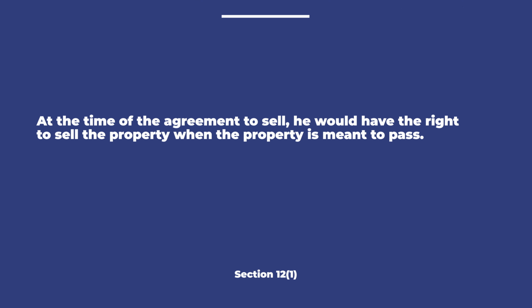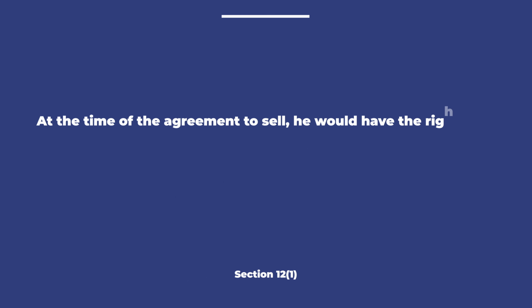Cool. At the time of the agreement to sell, the seller would have the right to sell the property when the property is meant to pass. That when the property is meant to pass from the seller to the buyer, the seller would have had the title to sell by then. Because you can't sell me what you don't have. You can't give me what you don't have. That's another principle, there's a Latin term for that, nemo dat quod non habet. You can't give what you don't have, basically. We're still coming to that in passing of property. Don't worry, we're here for you.